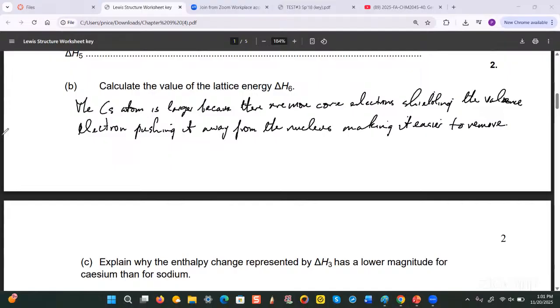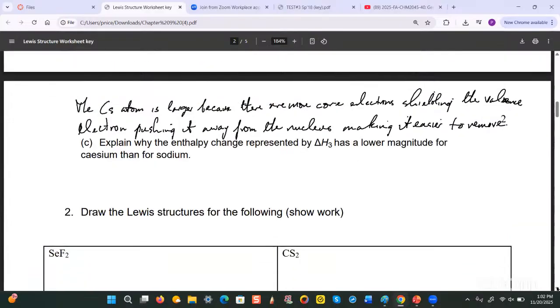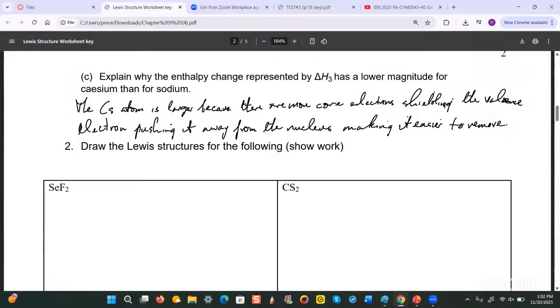Oh, I wrote it in the wrong space. No worries. That's where it belongs. All right. So that's basically it. That's the reason why cesium has a lower first ionization energy compared to sodium. Cesium is lower in the periodic table. It has a larger radius because of the screening effect of the inner core electrons, and therefore it's easier to remove the valence electron from cesium as opposed to sodium.